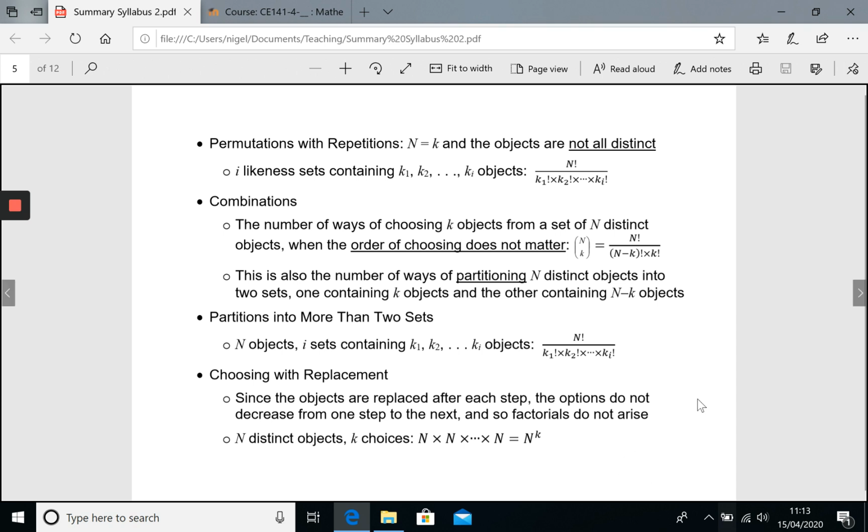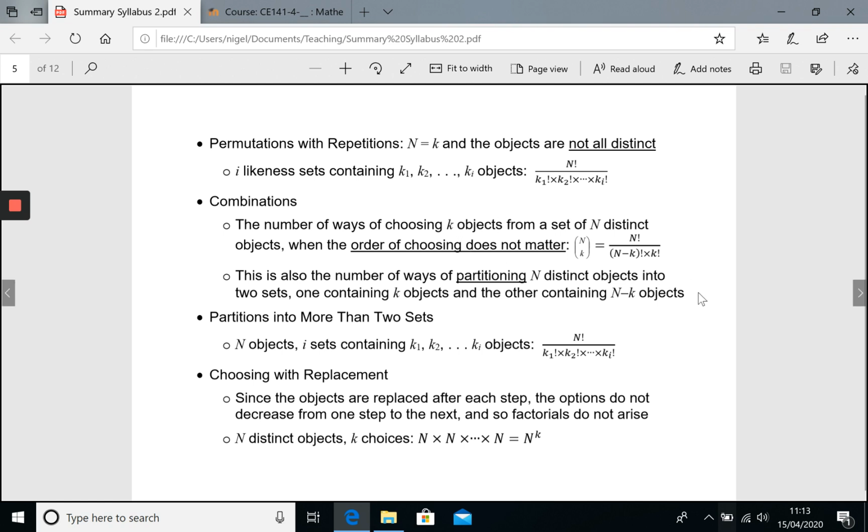There's no point in counting them twice. So the general result says that if your n objects are composed of i likeness sets, the first likeness set having k1 objects in it, the second likeness set having k2 objects in it, and so on, so that k1 plus k2 plus k3 all the way through to ki must equal n, then the number of different selections is n factorial divided by the factorials of the cardinalities of the likeness sets.